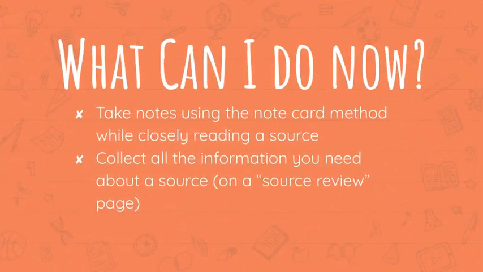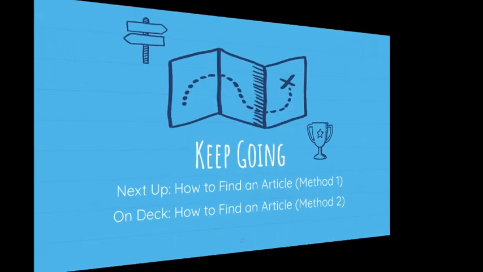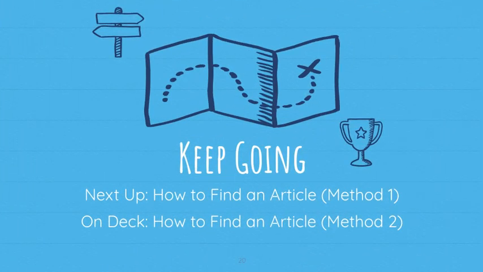So what actions can you take now? You should be able to take notes using the note card method while closely reading a source. You should also be able to collect all the information you need now about a source and complete a source review page to keep in your research container or your research binder. But as always, consult your assignment schedule or check with your teacher to determine exactly what is expected of you next. As we continue down our path to a great research paper, we'll go over a method for finding articles, and then we'll go over another method for how to find articles.